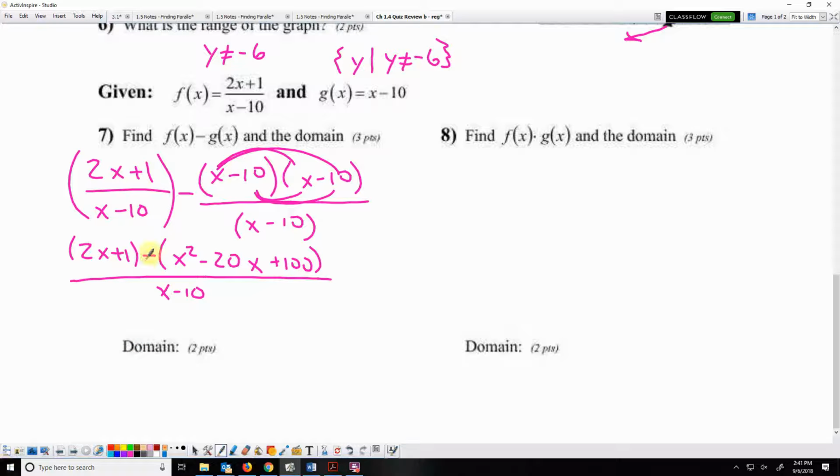Now I have to make sure that I apply this negative to everything in here. So I've got a negative x squared, then I have 2x minus negative 20x, that's plus 22x, and 1 minus 100 is negative 99.